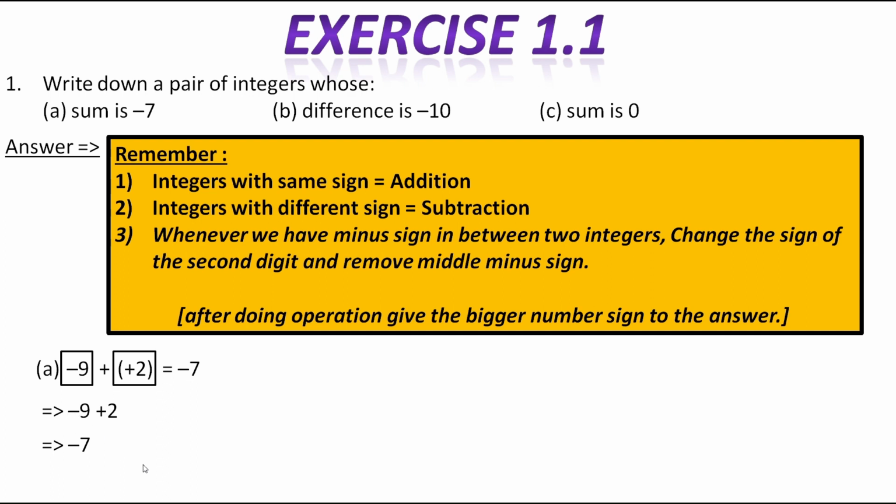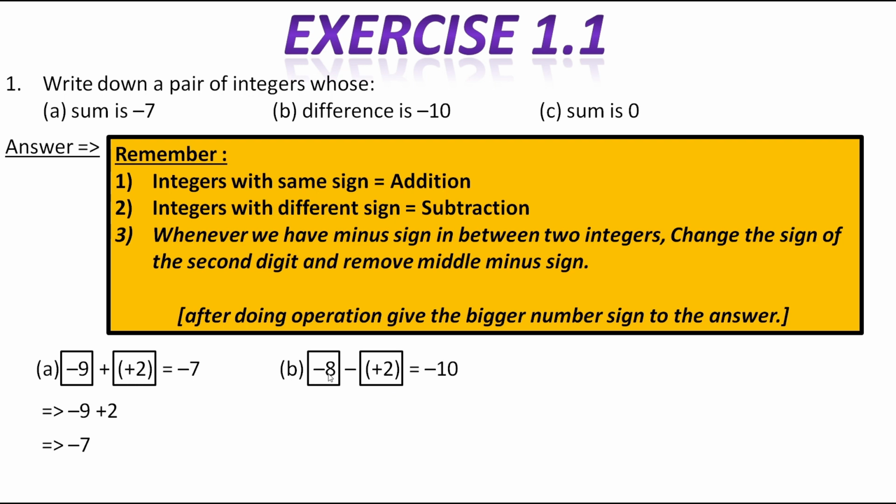Now let's find the pair of integers for part B, which says we should find integers such that when we find their difference, we get the answer minus 10. As the number is with a minus sign, the bigger number should have the minus sign, but if we put that bigger number after the minus sign, then we should give it the plus sign. So here I am taking the numbers minus 8 and plus 2.